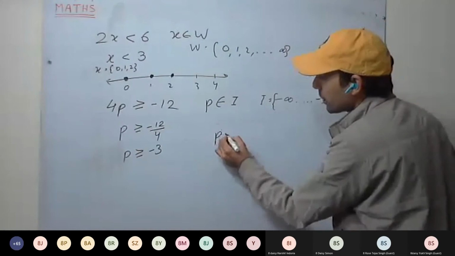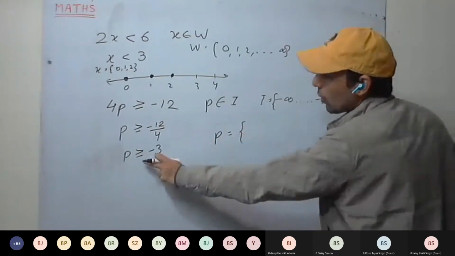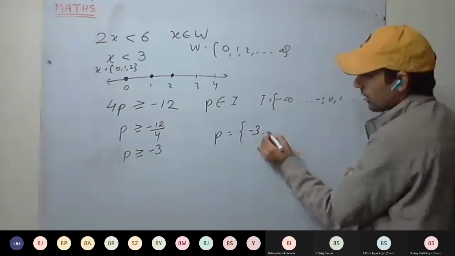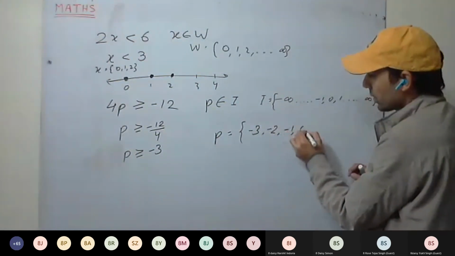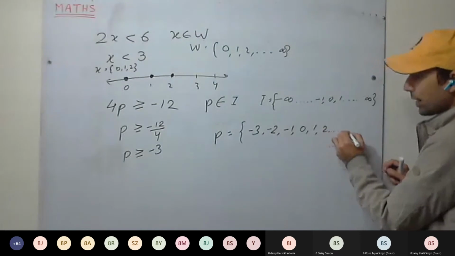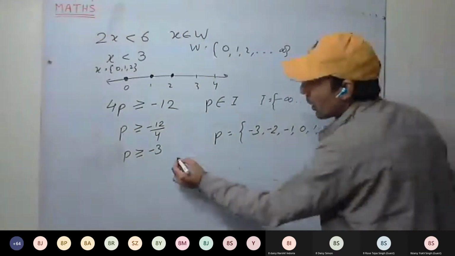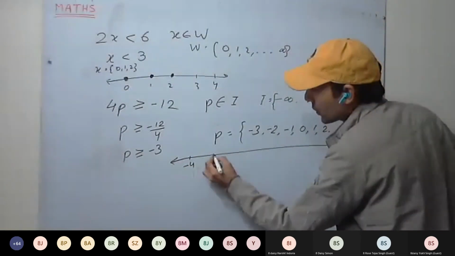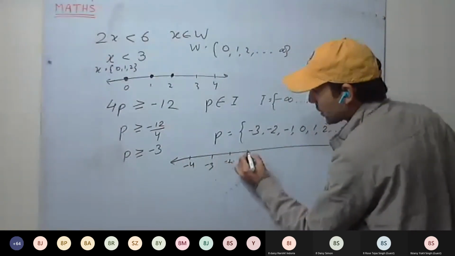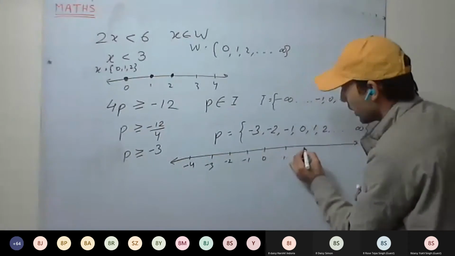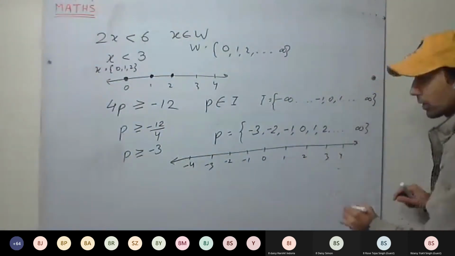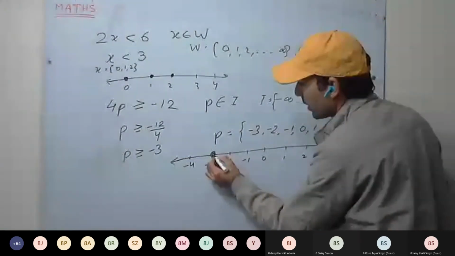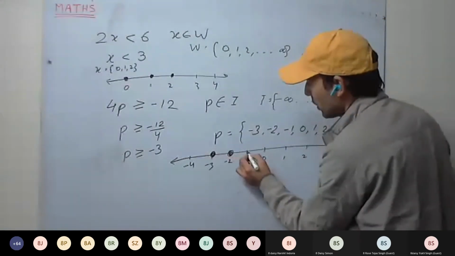This means what all values p can take? Minus 3 it can take, equal to minus 3. Minus 2, minus 1, 0, 1, 2, and up to infinity. So how to mark on the number line? Minus 4, minus 3, minus 2, minus 1, 0, 1, 2, 3, 4. So what are the values? Minus 3, circle, fill.